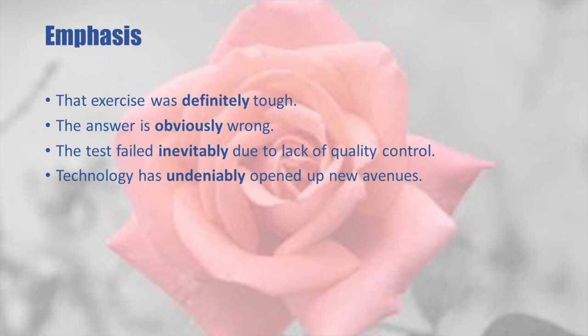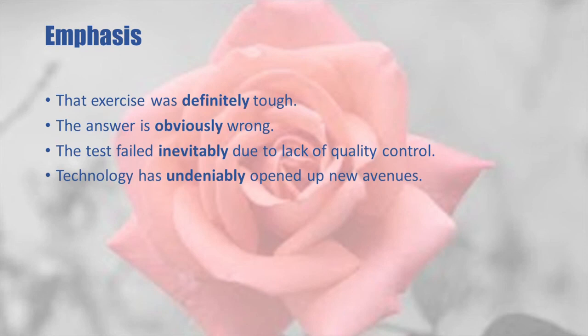Okay, so that exercise was definitely tough. You're stressing on the fact that it was tough, so you're using the word definitely. There's no doubt about it, surely. Okay, the answer is obviously wrong. Obviously is something that is very evident, easy to see, easy to understand. So you're stressing on the fact that it was very easy to understand that the answer was wrong.